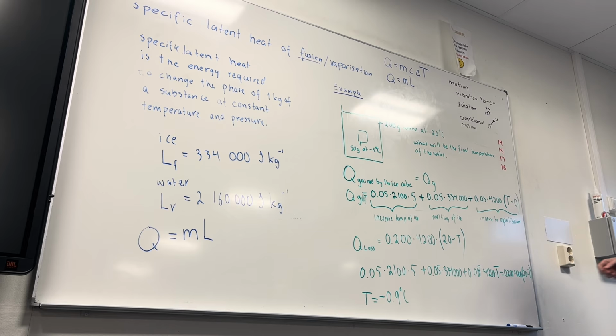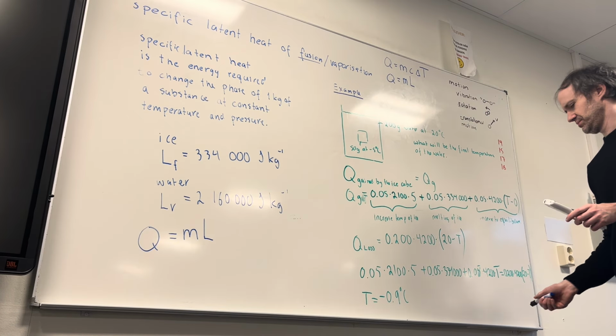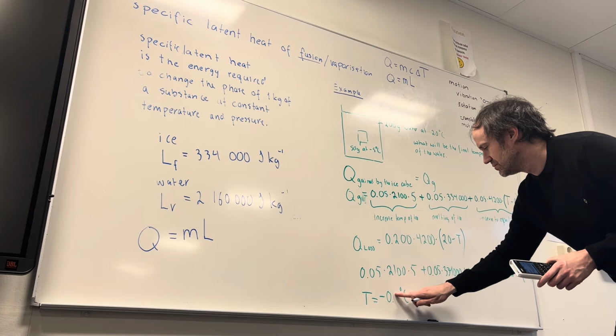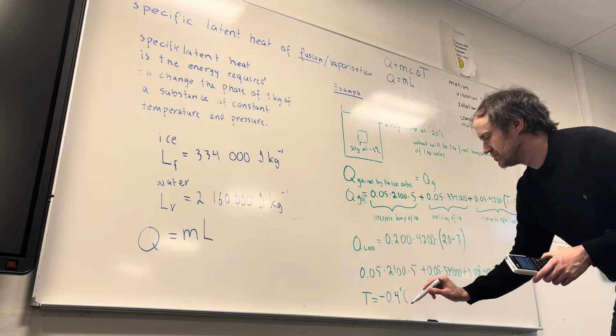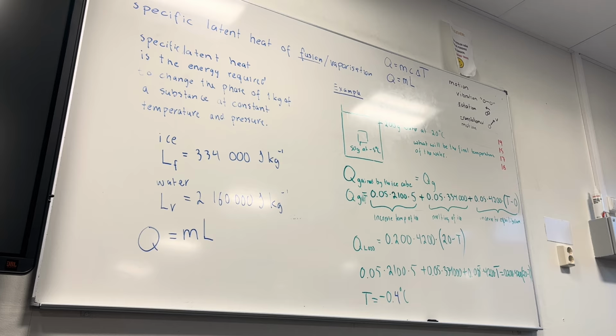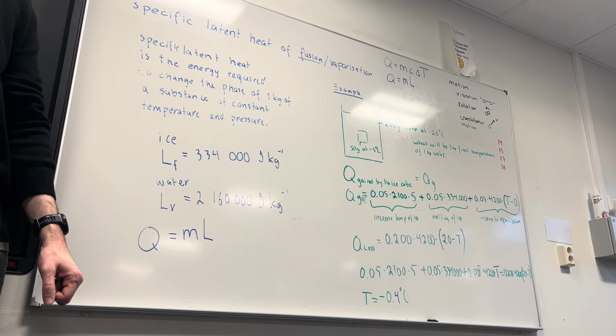Well, I got minus 0.4. Negative 0.4, I mean, it's close enough. But then the calculation cannot be correct, because it would require the water to freeze. Because 50 grams of ice might be a lot. Might be. But the method works.